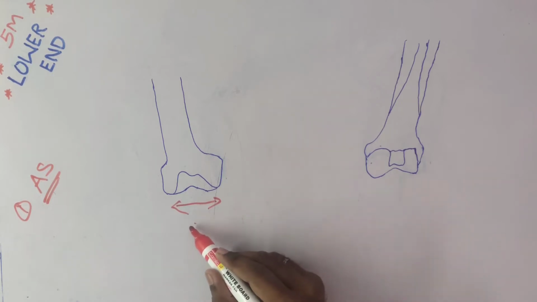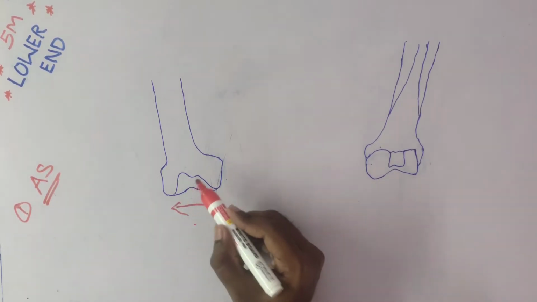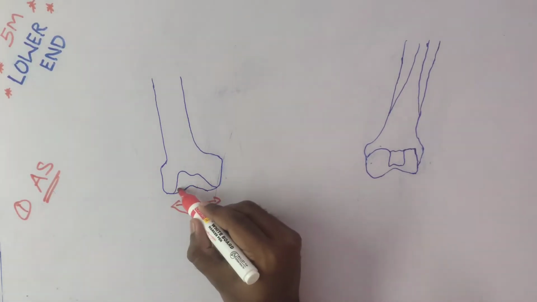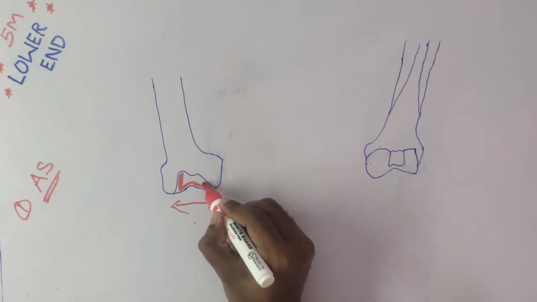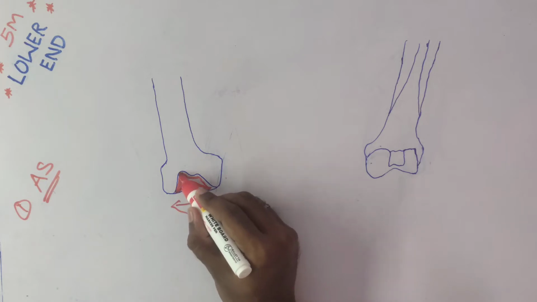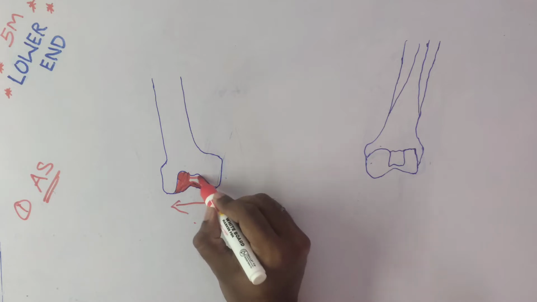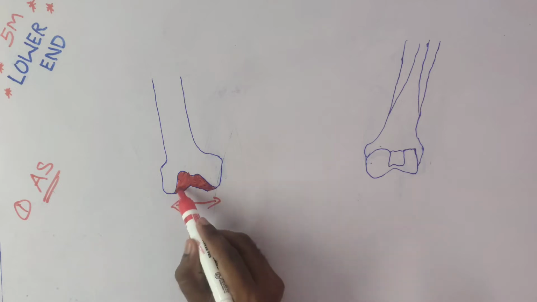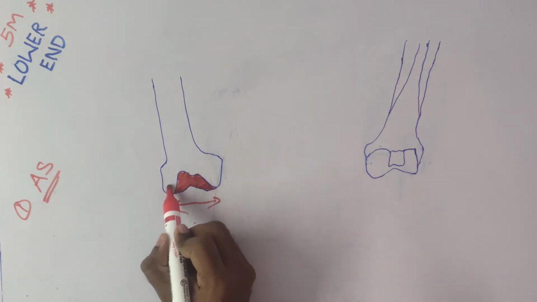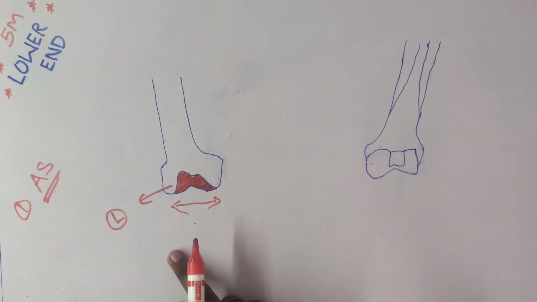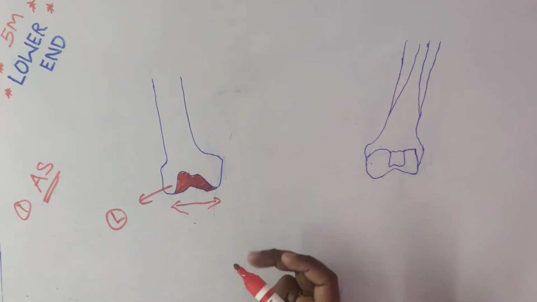In the anterior surface it extends more on the lateral side. I will tick this view with red color. This entire part is the articular surface, and we can see clearly that it is more on the lateral side than the medial side. Next, it is separated from the tibial surface by two faint grooves.